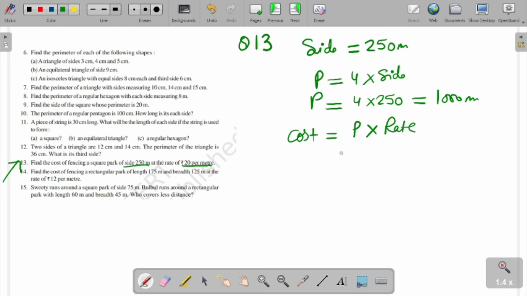Perimeter into rate. Perimeter is given as 1000 and rate is rupees 20 per meter. So if you multiply, you will get rupees 20,000. This is the cost of fencing the square park. Now we move to question number 14.